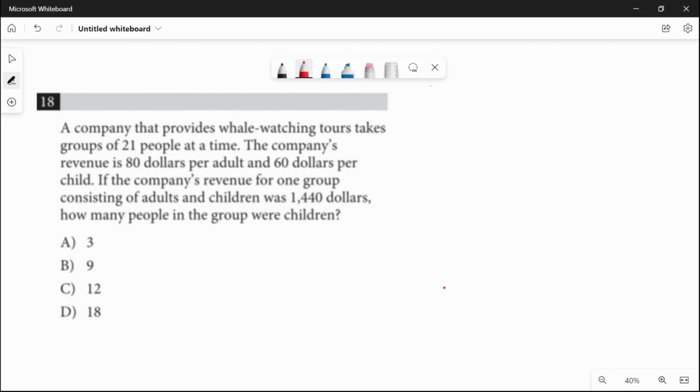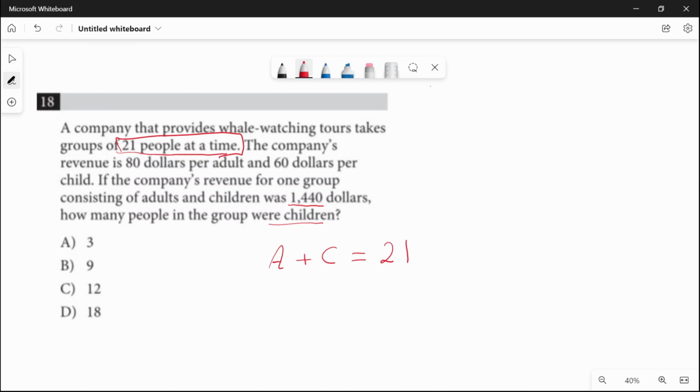Question number 18. A company that provides whale watching tours takes groups of 21 people at a time. The company's revenue is $80 per adult and $60 per child. If the company's revenue for one group consisting of adults and children was $1,440, how many people in the group were children? So in this question we have to write down a system of equations. First, let's start with the total number of adults and children. Let's say that the total number of adults A plus total number of children C is equal to 21, which is given here.